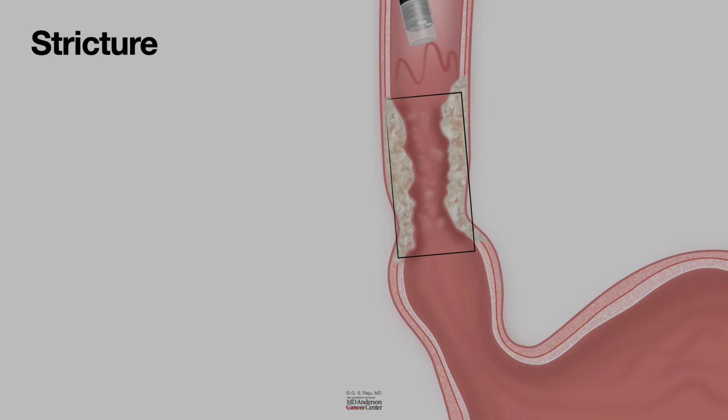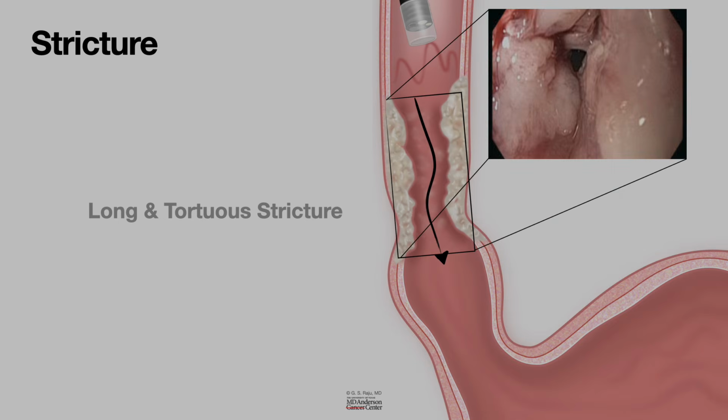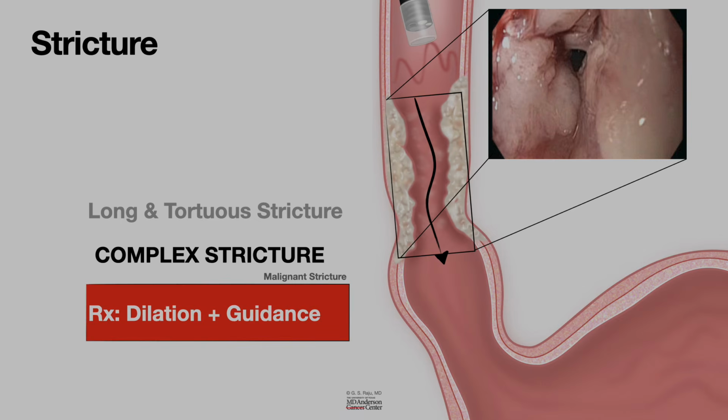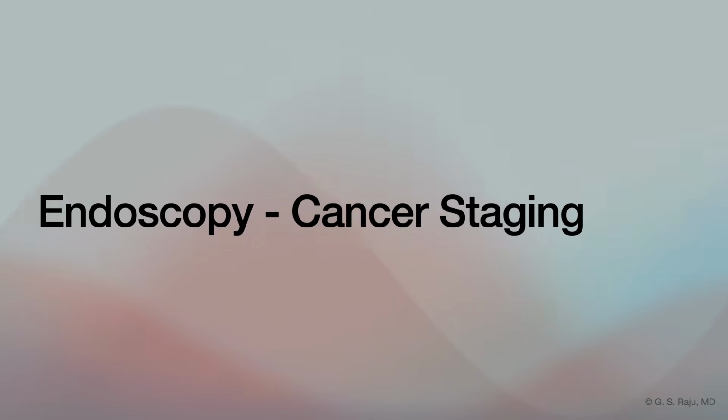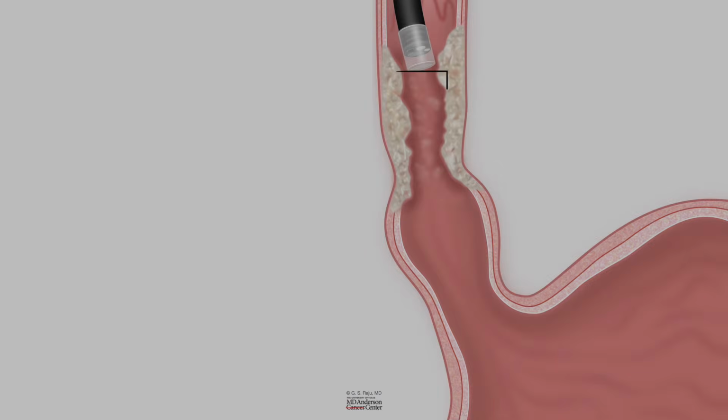As you can see, compared to the previous stricture, this is a long and tortuous stricture, typically seen in cancer or corrosive strictures. This is known as complex stricture. Example, malignant stricture. In this one, you want to dilate with the help of a guidance, either with a guide wire or under fluoroscopy.